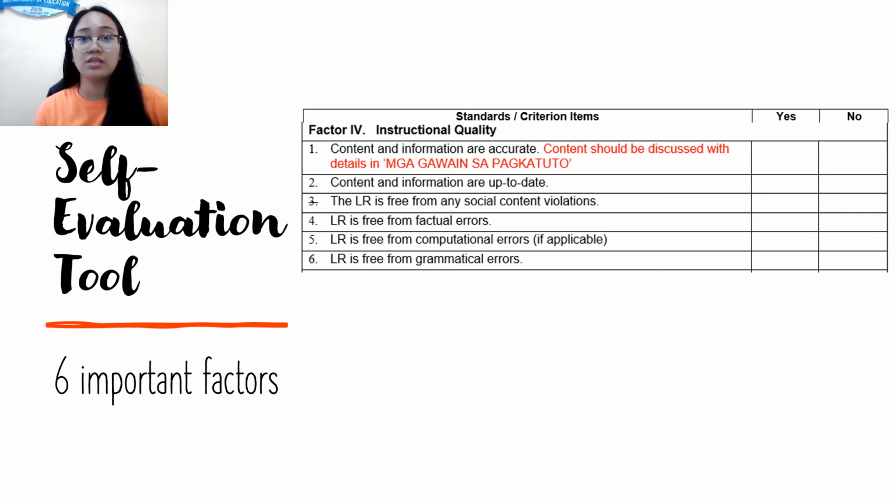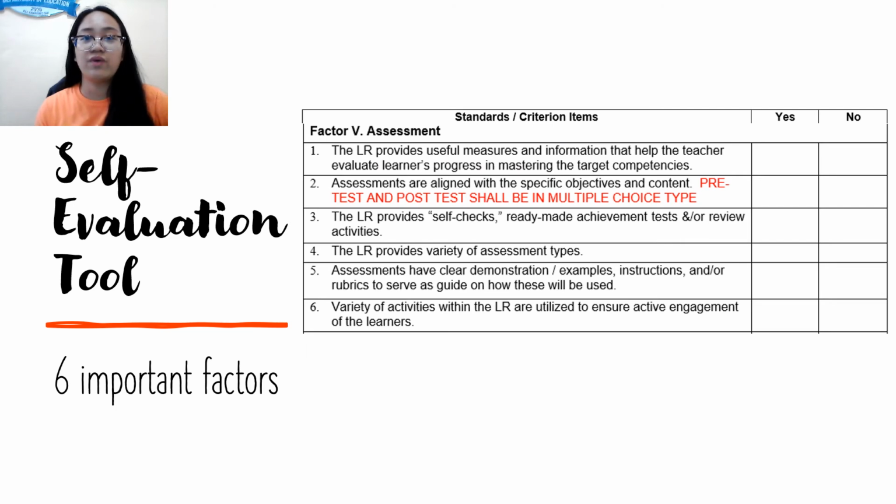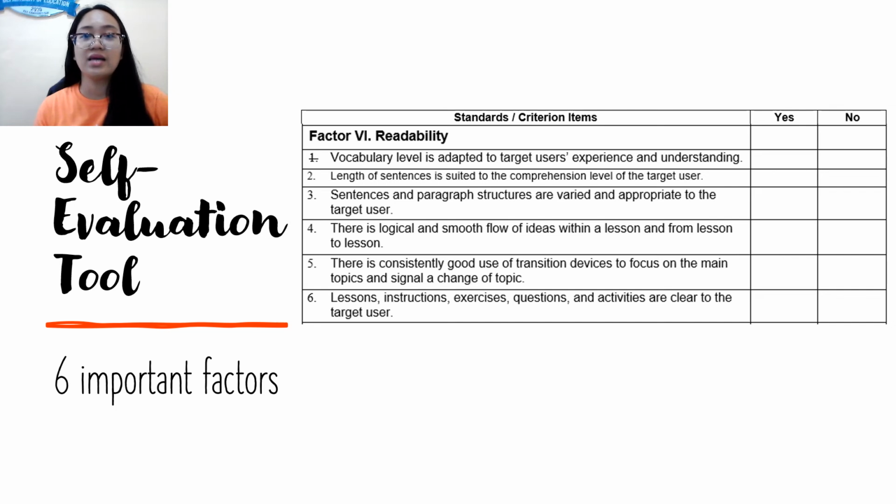The fourth factor is instructional quality. This factor sees to it that the contents are accurate with no factual, computational, and grammatical error. Fifth factor, assessment. This ensures that the activities and tests are congruent with the objectives and the content and ensures to evaluate the learner's progress. Last, we have the readability. So the vocabulary and construction of sentences must be appropriate to the target learners.